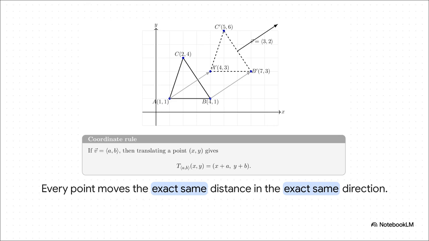See that arrow labeled V? That's something called a vector. Think of it like a set of instructions. It just tells us how far to move and in what direction. And notice this. Every single point on that shape, from A to A prime, B to B prime, C to C prime, they all follow that exact same instruction.